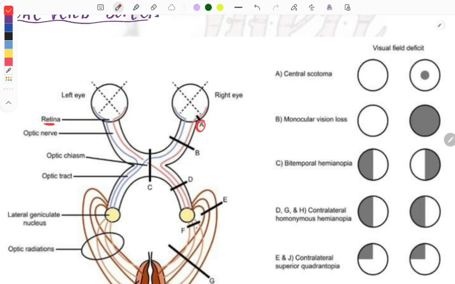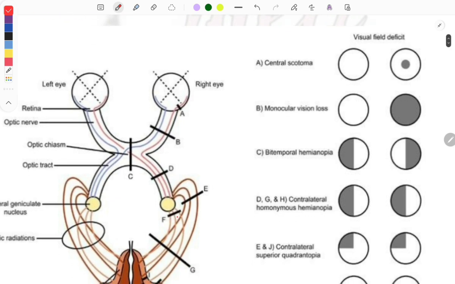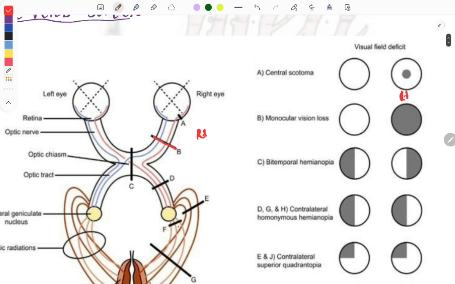then what we can see is the central scotoma, like this. In the center there will be a black spot present, which is called the central scotoma. Then monocular vision loss if there is injury to the optic nerve. Whichever side optic nerve is involved, on that side the vision loss will be seen. Like if it is the right side, as you can see here, the right eye is involved. And this one is the ipsilateral lesion, simple to remember, ipsilateral lesion of the optic nerve.